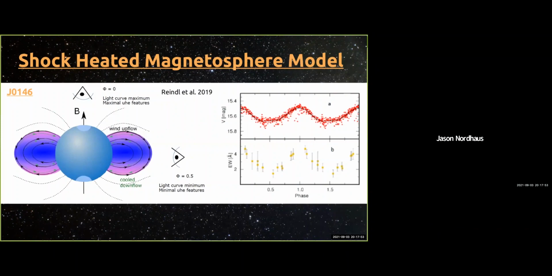In 2019, Randall and collaborators published interesting results. For the first time, they detected rapid variations of equivalent widths of ultra-high excitation lines for this particular object, which is shown here in yellow. They also reported that these variations are correlated to the photometric period, which is shown here in red. They argued that ultra-high excitation features originate from a co-rotating, shock-heated circumstellar magnetosphere.